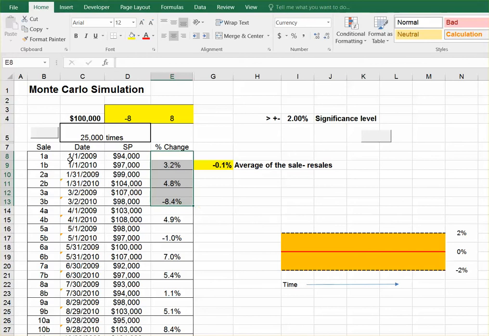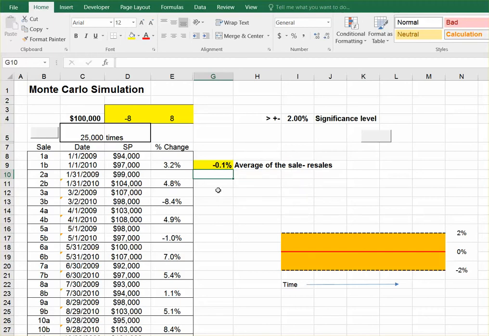Remember, that's the return. A sale and resale is 1 pair, a sale and resale is 2 pairs, and then a sale and resale, A and B, is 3 pairs. The first one came out 3.2, the second one came out 4.8, and the third one came out minus 8.4. Now this averages them, and the answer, again, is supposed to be 0, and look what it got: 0.1%. So it's very small, almost 0. So this would have given us the right answer.